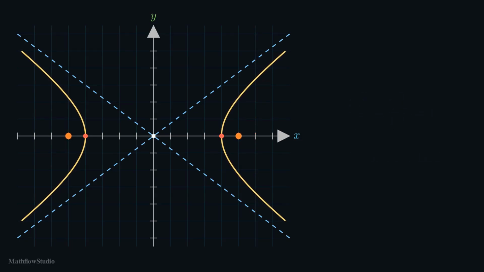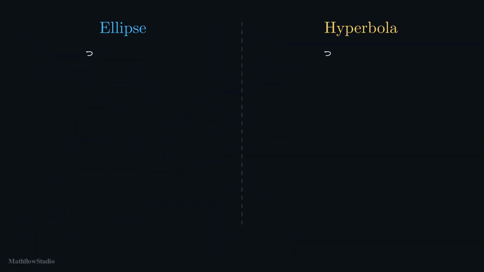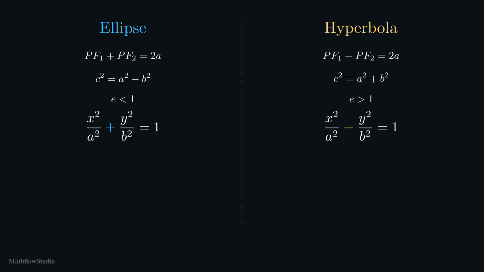So here's the whole story, side by side with the ellipse. Add the two distances, and you get an ellipse. Subtract them, and you get a hyperbola. The minus sign in the focal relation becomes a plus. The eccentricity crosses from below 1 to above 1, and in the equation, the plus becomes a minus.